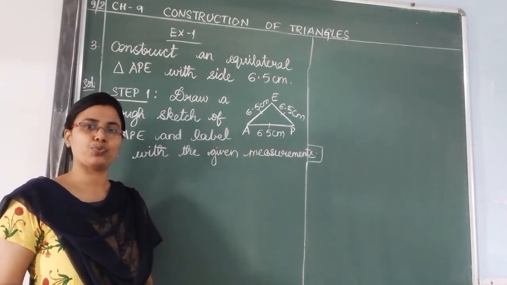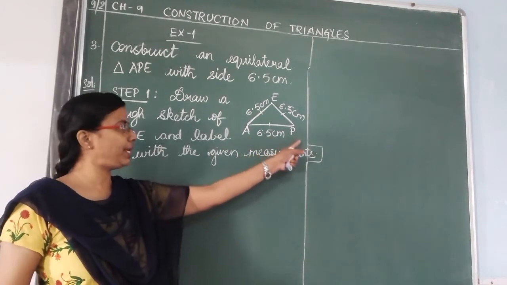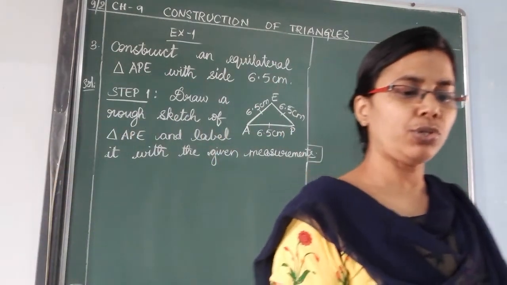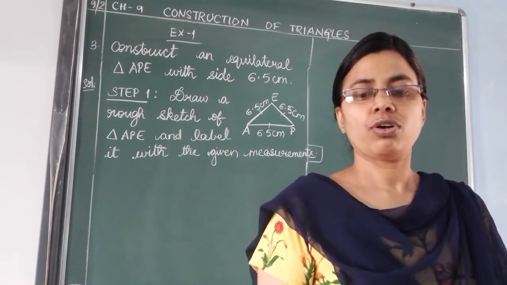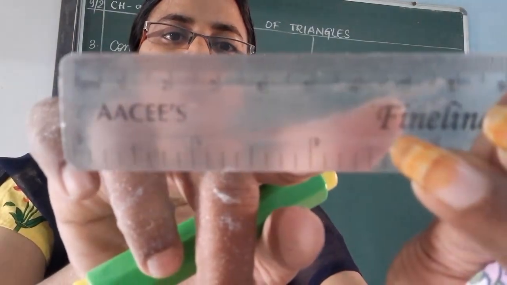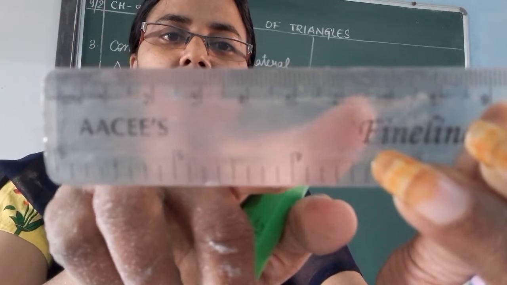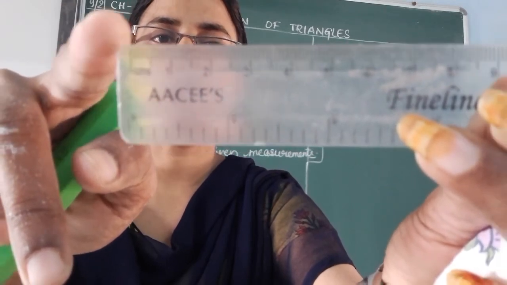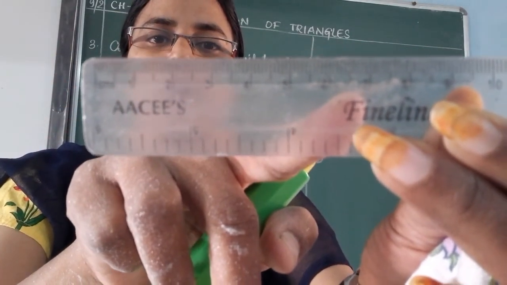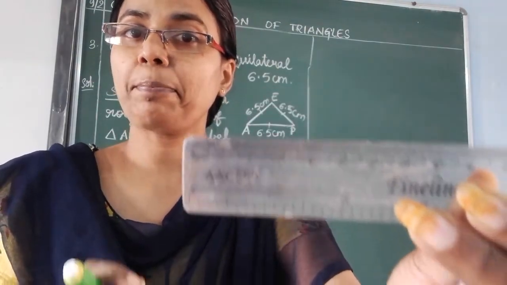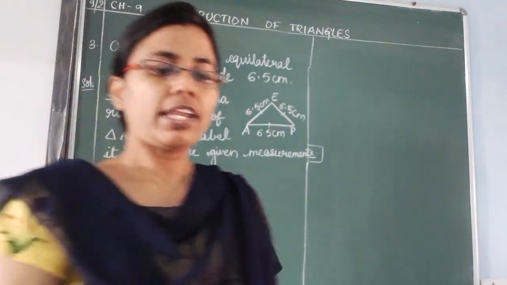Now the second step is we need to draw AP of length 6.5 centimeters. Let's do that. Use your scale for drawing it. Use your scale, children. So here you can see that it is 0 and 6.5. So here you can see it's 6 and the next biggest line between 6 and 7 is 6.5. So mark a point at 0 and then mark a point at 6.5. After you mark the points, draw one straight line and use sharp pencils to do this. Understood? Now draw that.